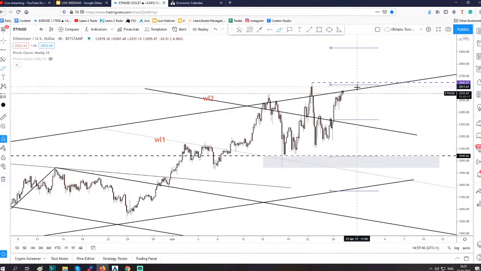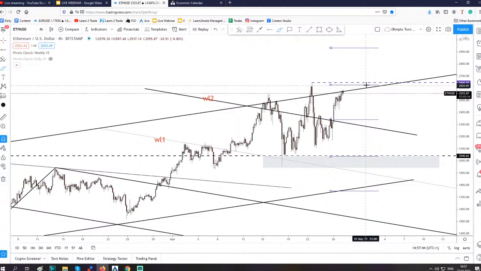Or if it will make another false breakout above this area to jump and above these resistance levels and to close below this resistance area, then it could decrease again in the short term. And personally I believe that if the price of Bitcoin will decrease a little in the short term, that Ethereum could decrease a little in the short term as well.